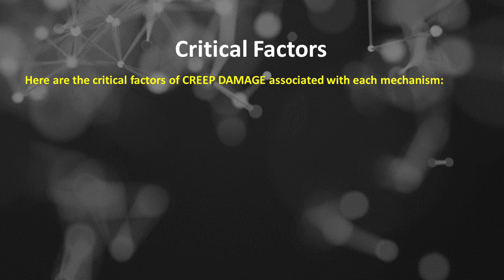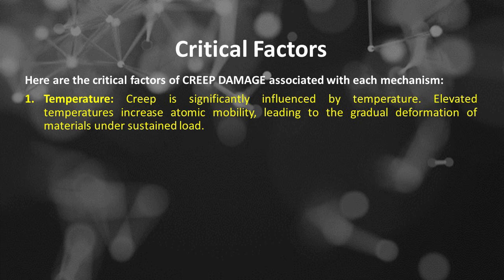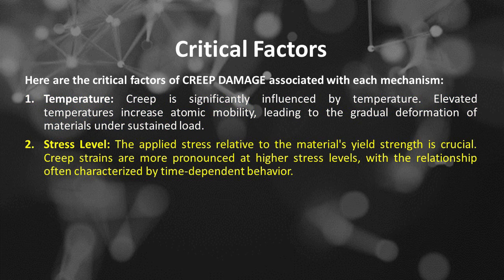Here are the critical factors of creep damage associated with each mechanism. Number 1 is temperature. Creep is significantly influenced by temperature. Elevated temperatures increase atomic mobility, leading to the gradual deformation of materials under sustained load. Number 2 is stress level. The applied stress relative to the material's yield strength is crucial. Creep strains are more pronounced at higher stress levels, with the relationship often characterized by time-dependent behavior.